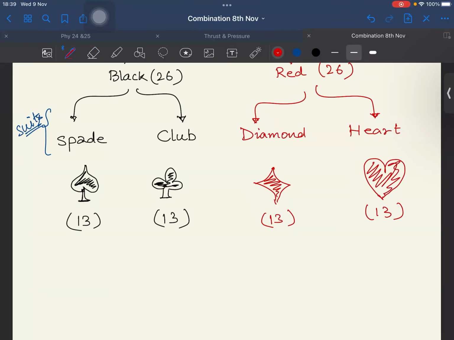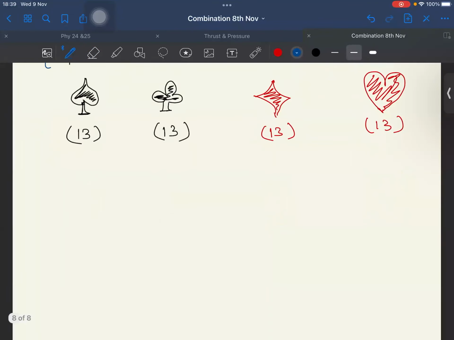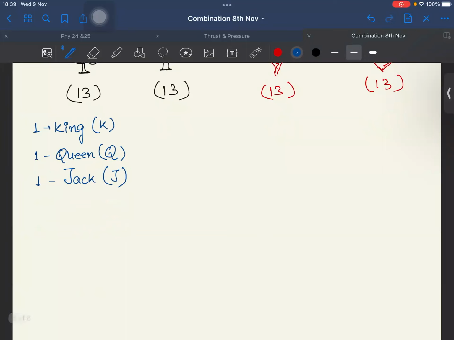Now these 13 cards in each suit are made of one king, which is written as K on the card, one queen, represented by Q, and one jack, represented by J. These are followed by numbers from 10, 9, 8 down to 2. And the last card is one ace. It is called ace, A-C-E.